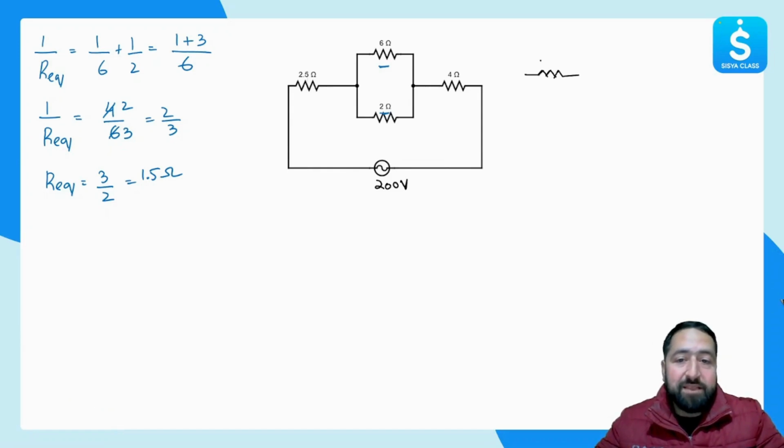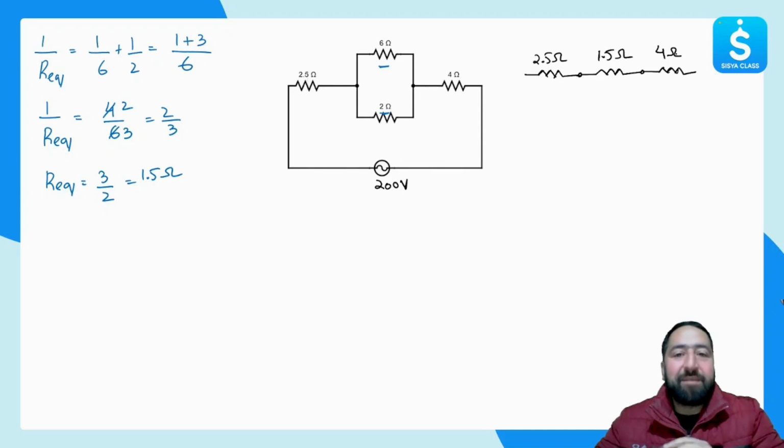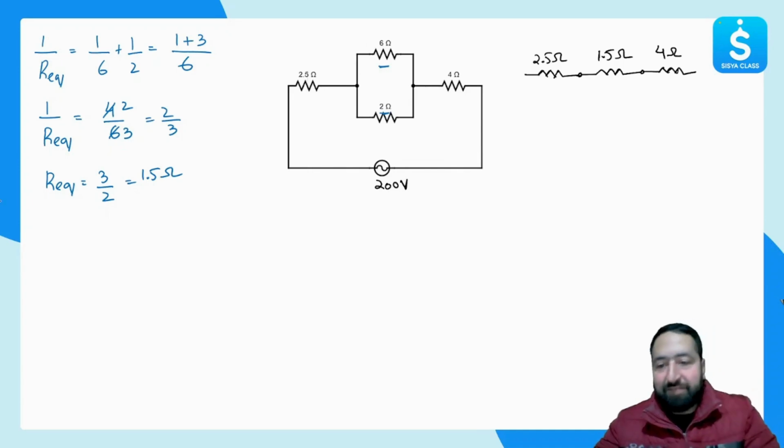So now let me make the circuit. This will be 2.5 ohm. Then you have one more, that is 1.5 ohm. Then we have another one, that is 4 ohm. Now tell me, these three resistors are connected in series. So if I need to find the equivalent resistance of these three, how will I find it?